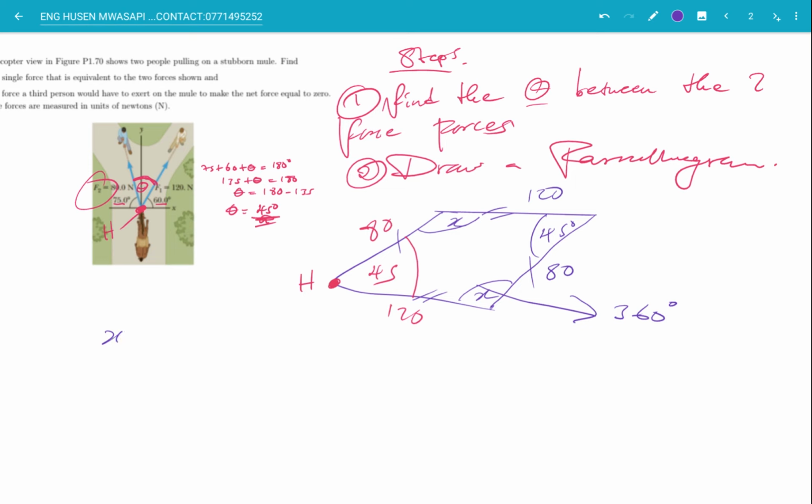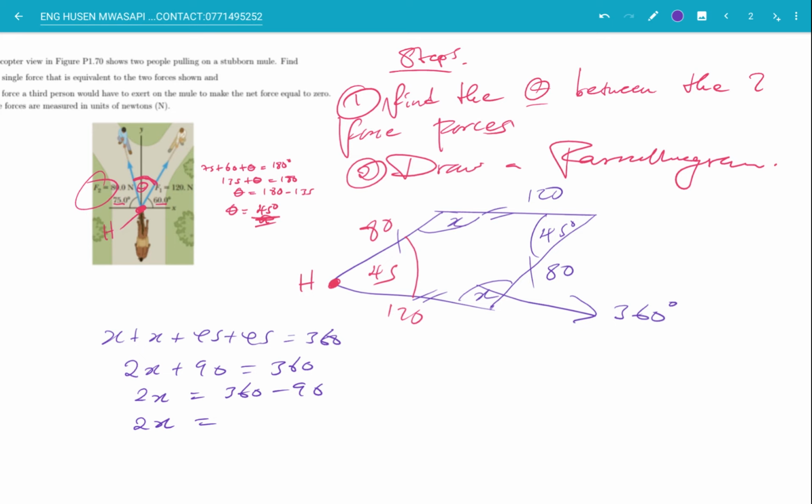So I'm going to say x plus 45 plus 45 should give me 360. Basically, you know 45 plus 45 is 90. So we're going to have 2x plus 90 is equal to 360. So 2x is equal to 360 minus 90. Okay, so what is 360 minus 90?